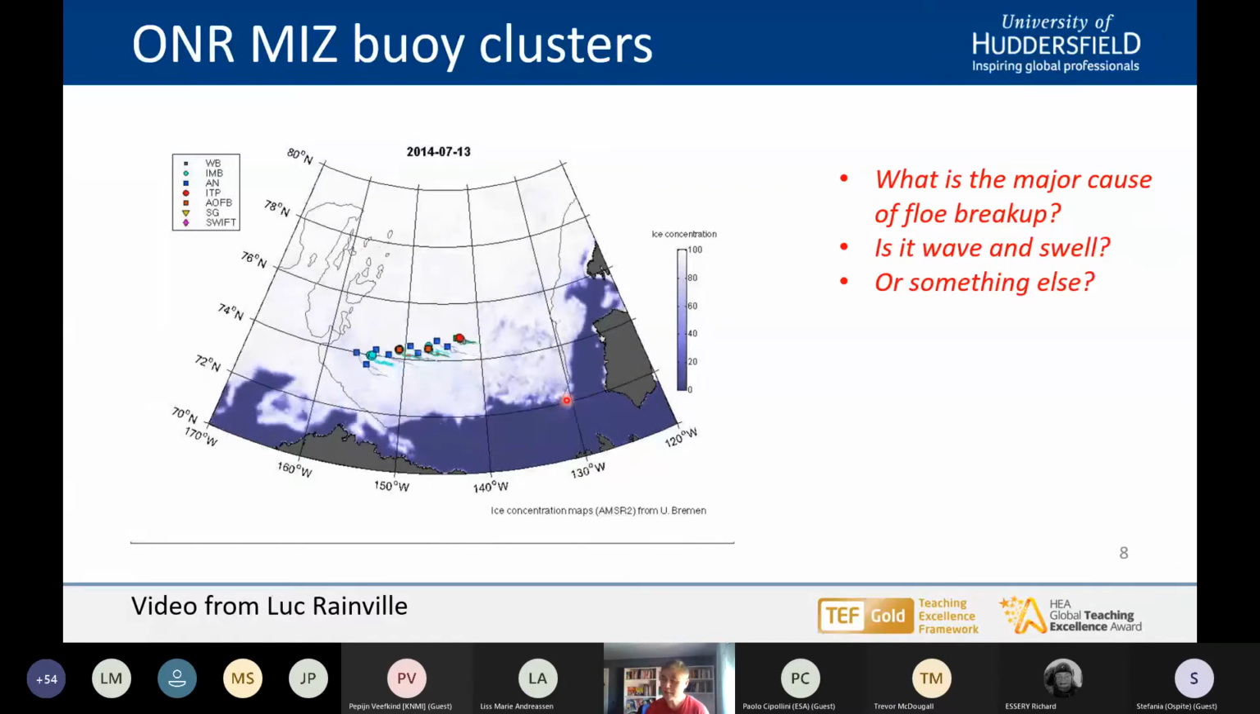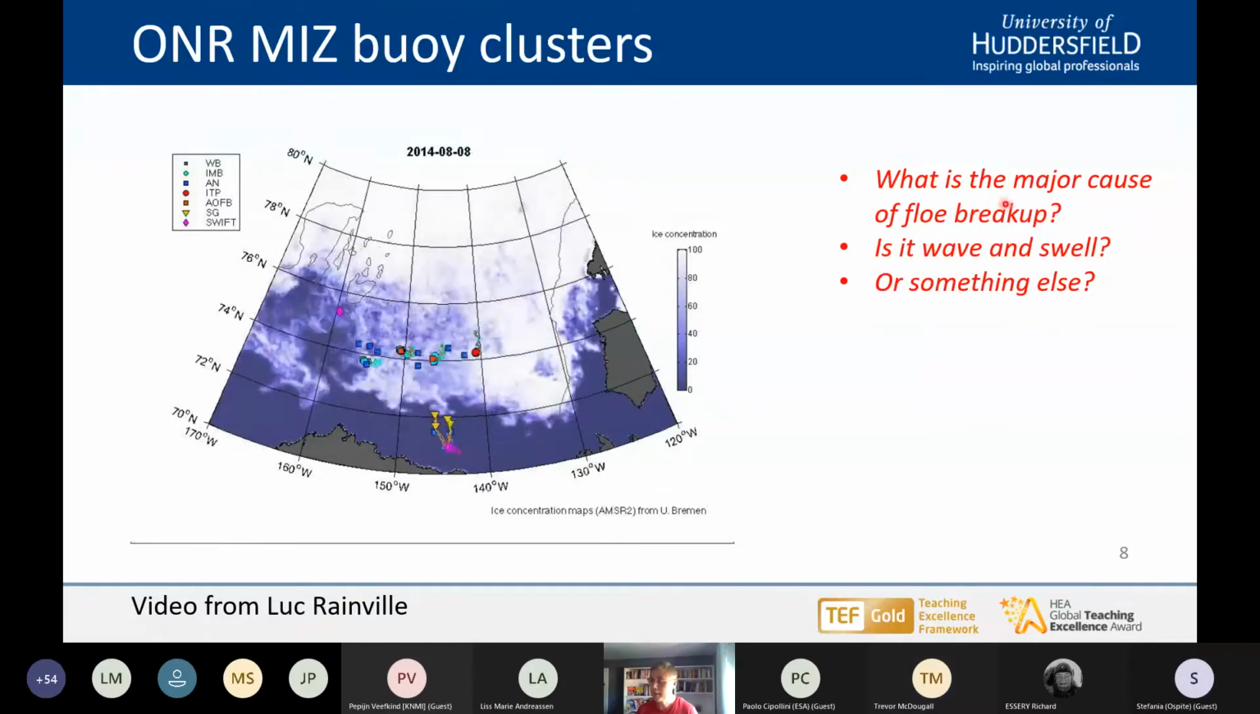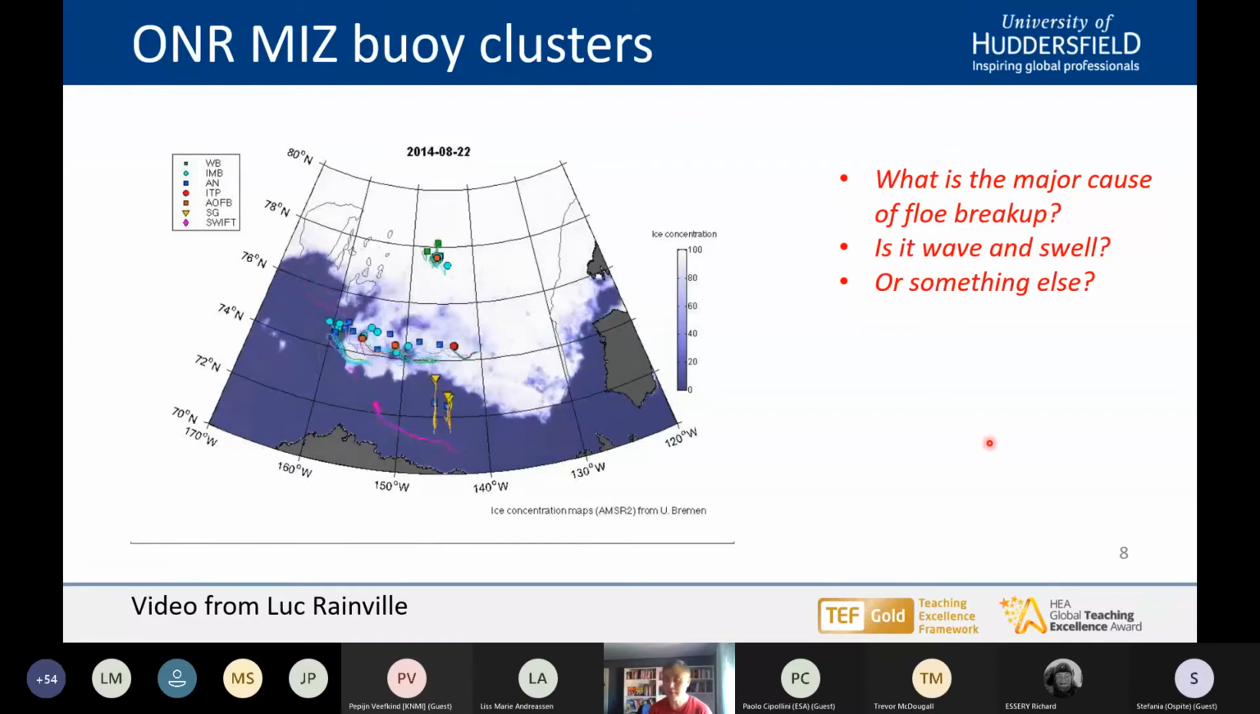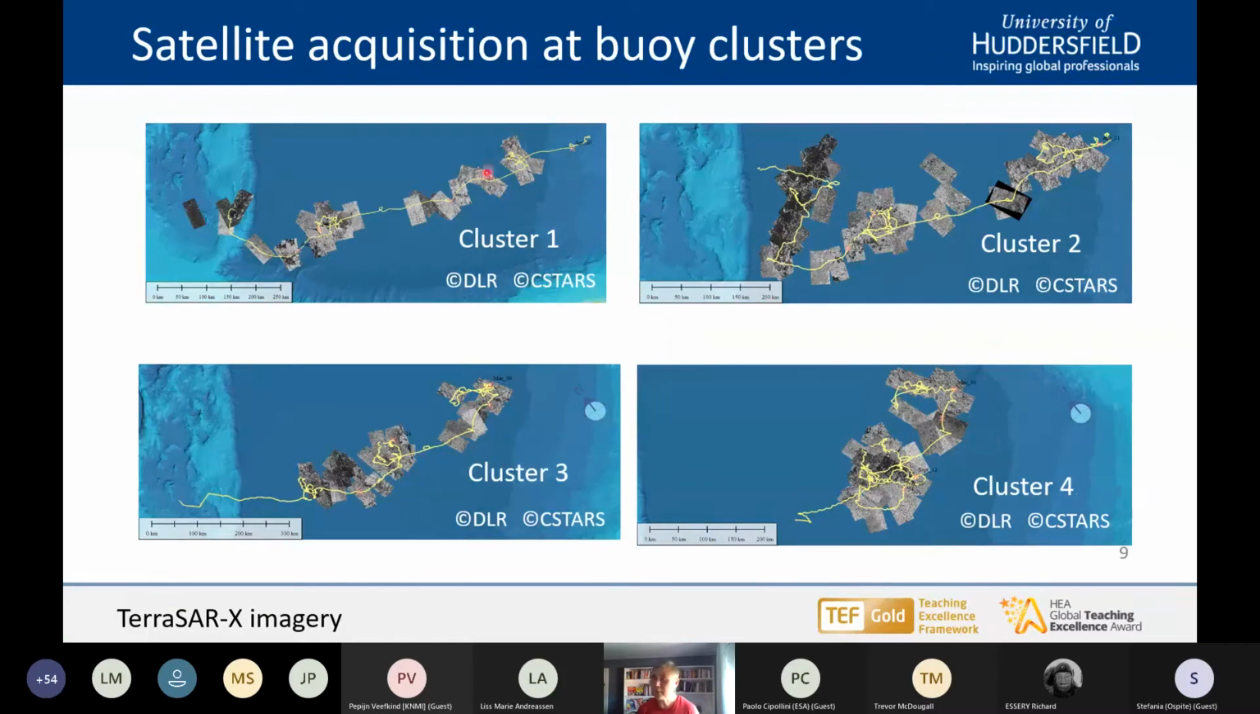So for my research on this part, the question was what was the major cause of the floe breakup, and was it the waves or swells breaking up the ice floe as we traditionally believed, or something else? To do that, we acquired the TerraSAR-X images along this buoy track, these yellow lines, and for different buoy clusters. That series of SAR images can provide a temporal evolution of what's happening in the sea ice in terms of floe size and also the ice concentration along the way.